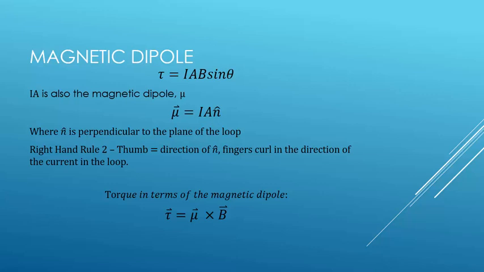When you do the substitution for the torque in terms of the magnetic dipole, you get the mu cross B because of that sine theta.